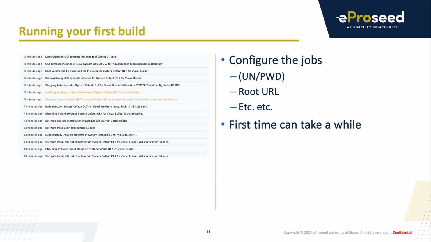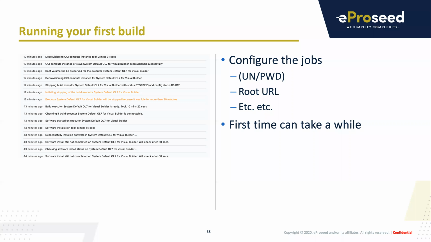The second time that you run a build job, it only needs to start the VM and no longer to install it. So then it's really fast. So if it takes a while the first time that you do it, no worries, because the second time it will be very, very fast. So to run your build jobs, you need to configure them. They need a specific username and password to enable deployment to your Visual Builder environment. You need to set a root URL. That's where the application can be found. Maybe it depends on what you are doing. There are some small extra changes that you need to do.